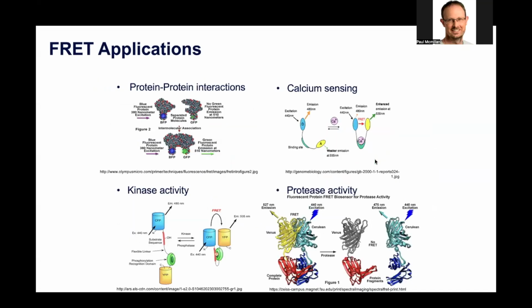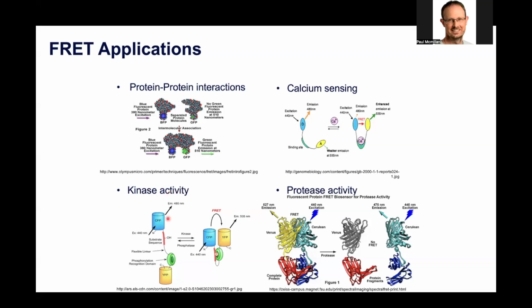What are some of the applications we can do here? So I mentioned things like protein-protein interactions. If you have two proteins you think interact, and they're both tagged with these fluorescent proteins, if they're close enough, then you can read that out. There are things like calcium sensing. So here we've got a molecule which, when calcium binds, causes a structural rearrangement of the molecule, bringing these two fluorophores within that FRET pair distance.